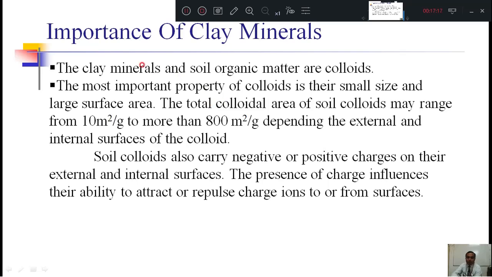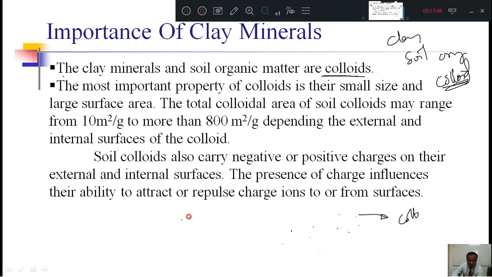Okay, then the importance of clay mineral study, why we are going to study this: clay minerals and soil organic matter are colloids. These clay minerals and organic soil particles are colloidal, meaning very small particles. Clay particles are like dust, and dust particles are very small, but colloid particles are smaller than dust particles. Can you see the white particles present in milk? This is milk, no? Inside the milk, can you see white particles by naked eye?